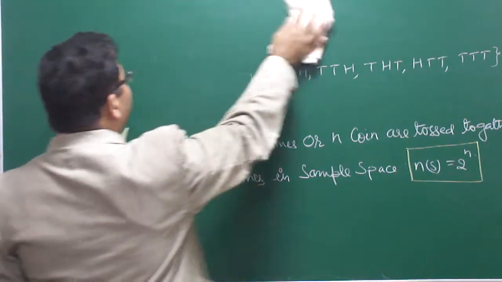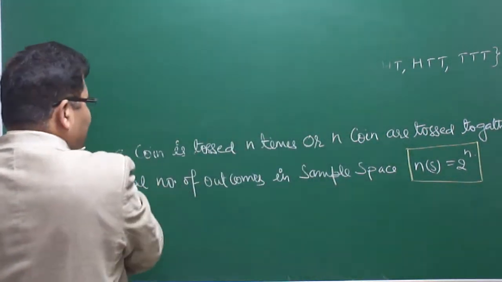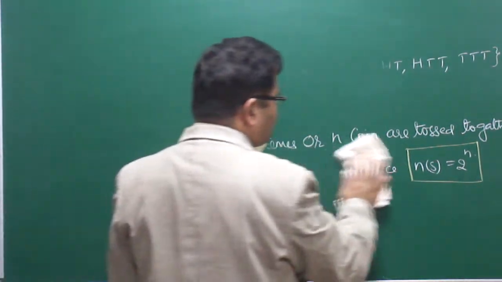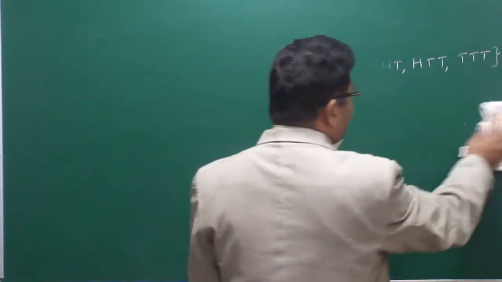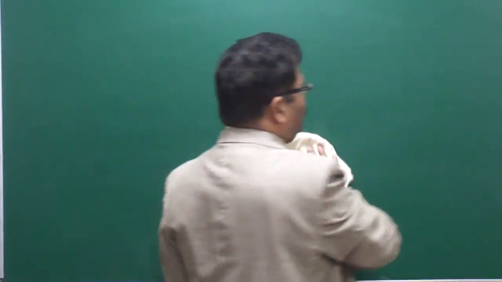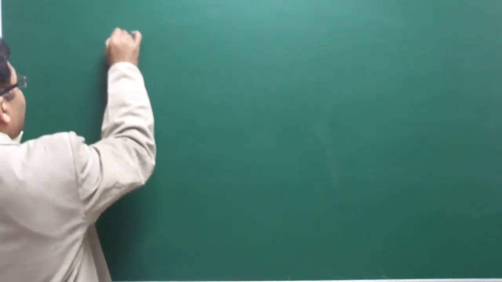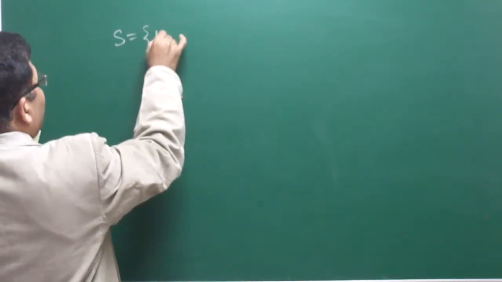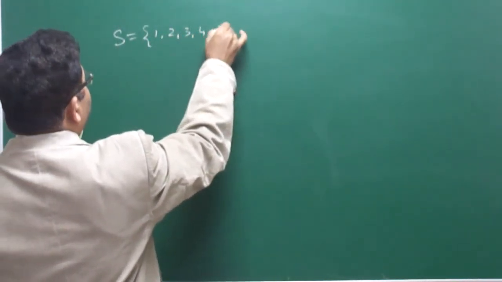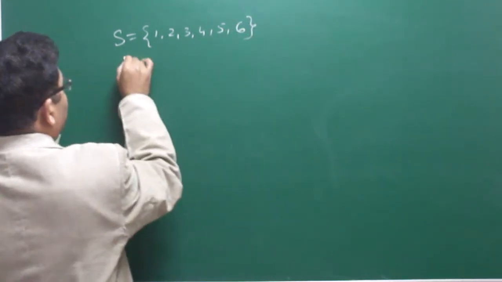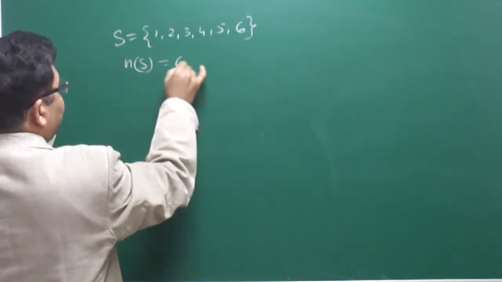And what is that? As we have discussed with the definition, when a coin is tossed once, then 2 outcomes are there. When a dice is thrown, then 6 outcomes are there. One dice is thrown, then 1, 2, 3, 4, 5, 6, these are the 6 outcomes. That is, n(S) is equal to 6.